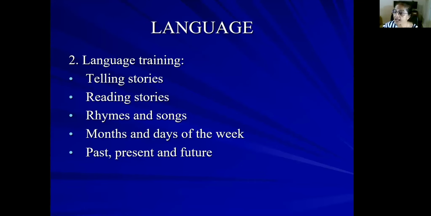Now, how do we do language training? We do language training telling stories during our story time. So one day we do storytelling. Another day we might read a book. And then we sing a lot of rhymes and songs. Of course, in the morning, during the line time, we do the months and the days of the week, and also do the past, present, and future tense during the calendar time, which is in the morning line time.